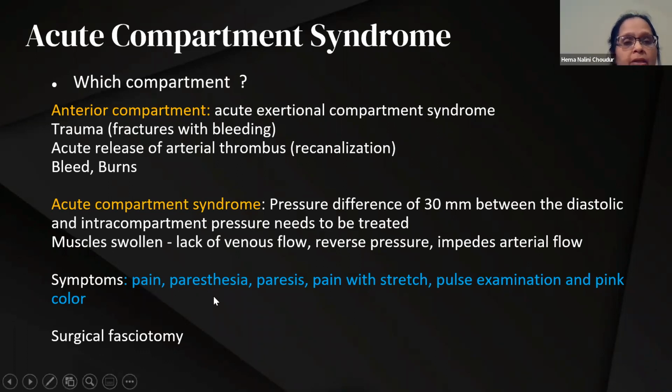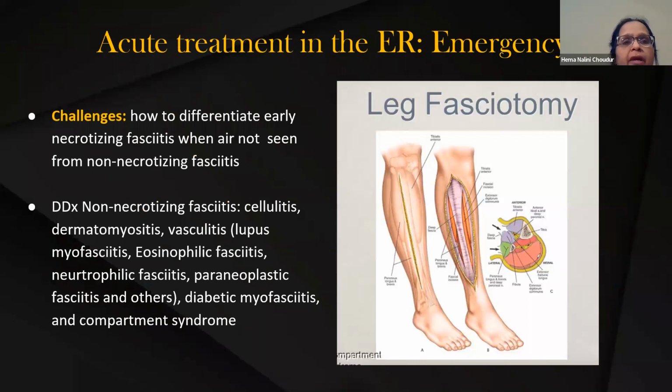Paresthesias, paresis, pain with stretch, pulse examination shows no pulse, and pink color. These are the 6 Ps that may help you to make the diagnosis, and it's a surgical entity. What I mean is it should be treated by fasciotomy ASAP. So when a patient presents acute treatment in the ER, it's truly an emergency.